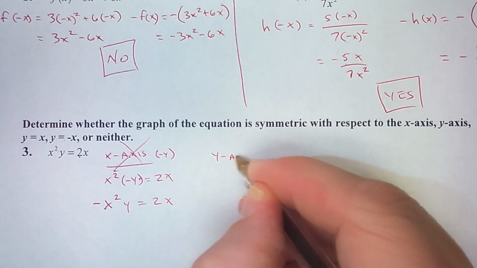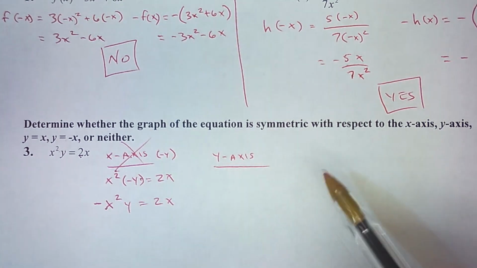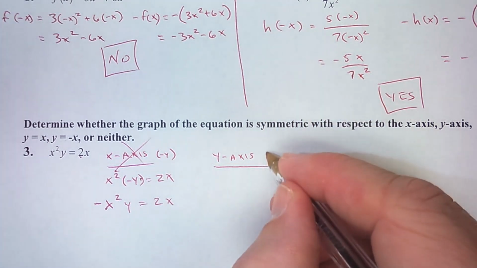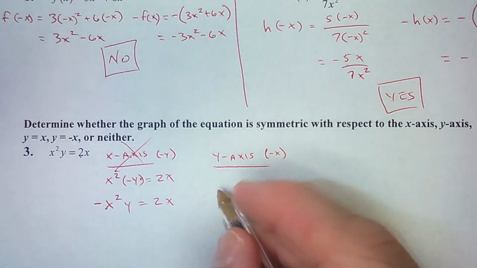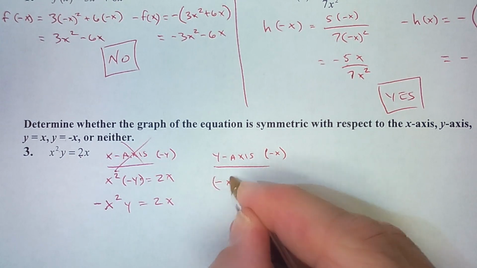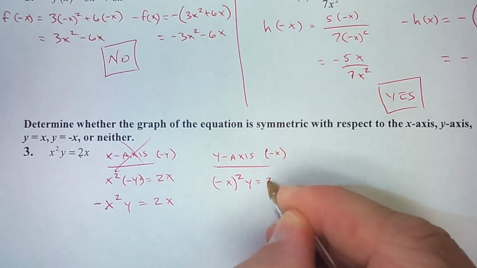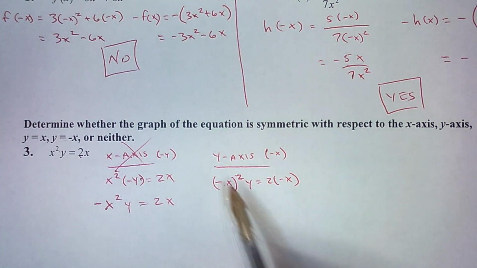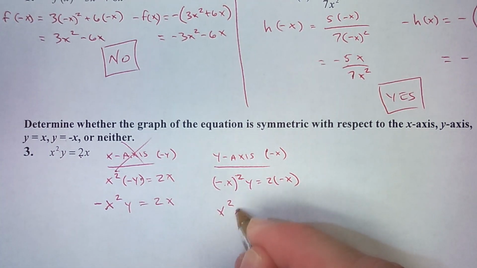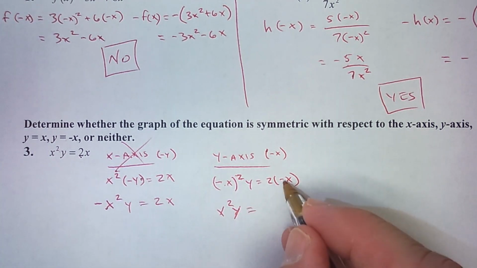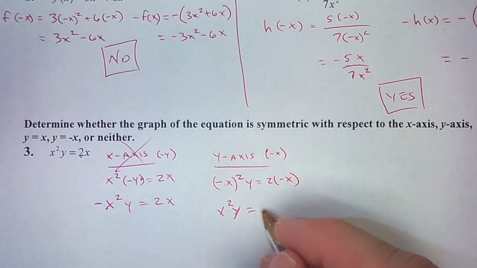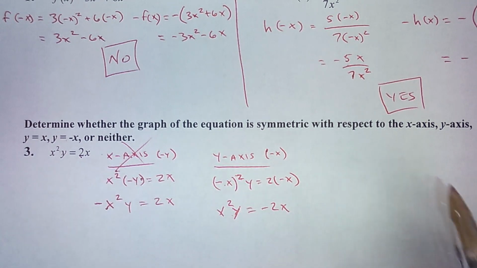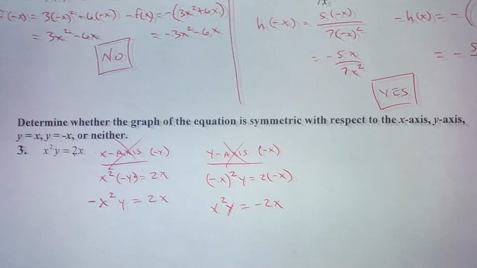So next we test the y-axis. If there's symmetry about the y-axis, then it could flip horizontally and land on itself, which means for every x, the opposite of x also exists. So we will change the x's. Negative x to the second power, even power cancels out that negative. So it's the same as x squared times y. This negative does not get canceled out by an even power. This time the left side matches, but the right side does not. So there is no symmetry about the y-axis.